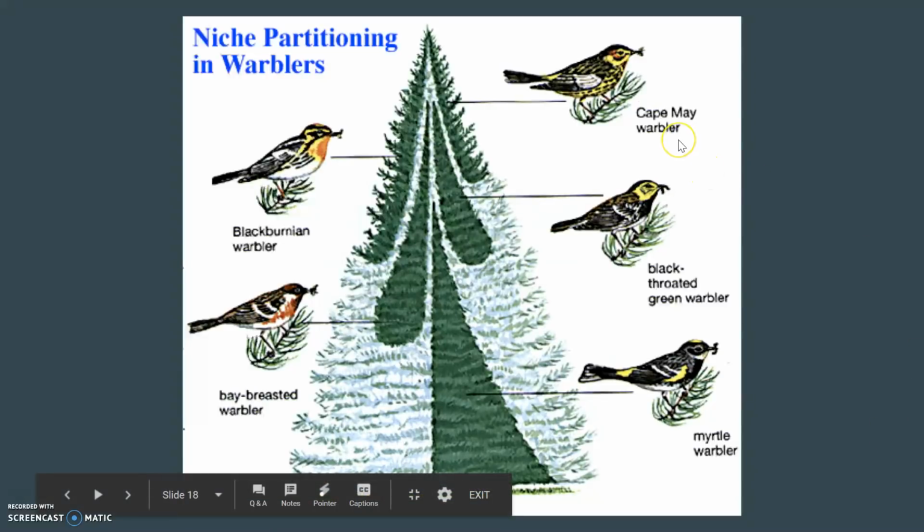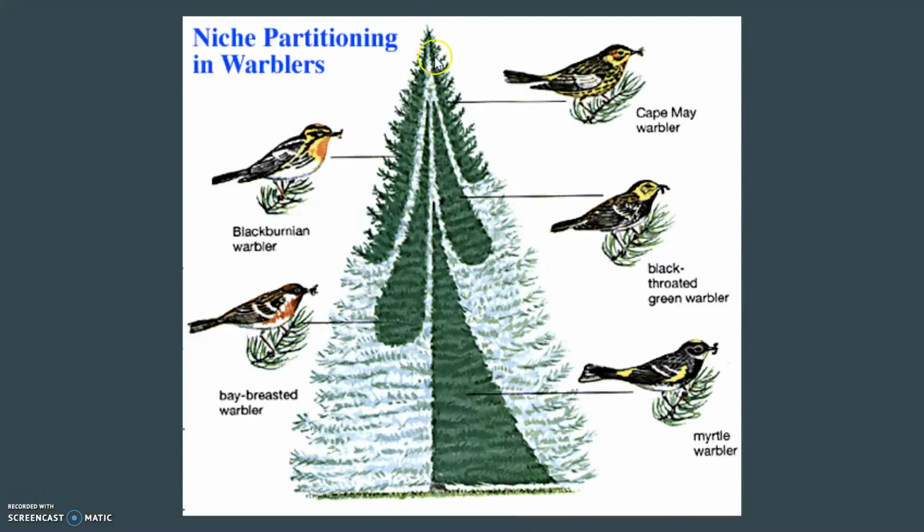The Cape May warbler takes the very top outside area. See this dark green region right here? The Cape May warbler only lives right here. Now we look at this guy, the black-throated green warbler. Personally, I don't see any green on that bird, but that's a story for another day.